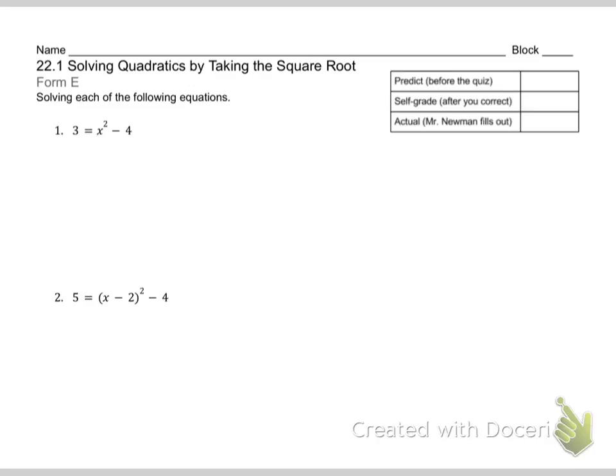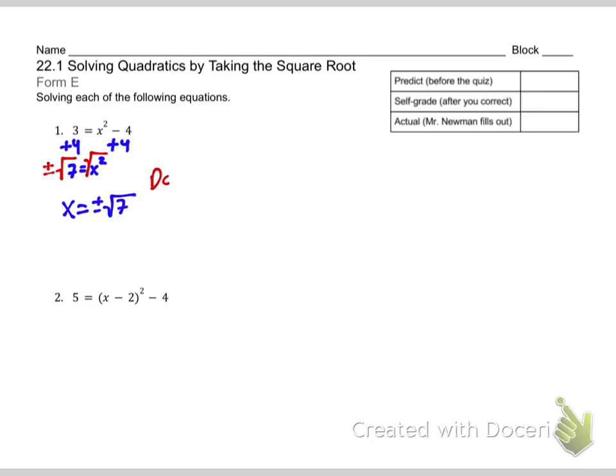All right, let's finish with the other side here now with solving the quadratic by taking the square root. So we just did one example problem of that, but let's do these 3. You need to get x squared by itself, so I get 7 equals x squared. Take the square root of both sides. Don't forget your plus or minus. So x equals plus or minus the square root of 7.